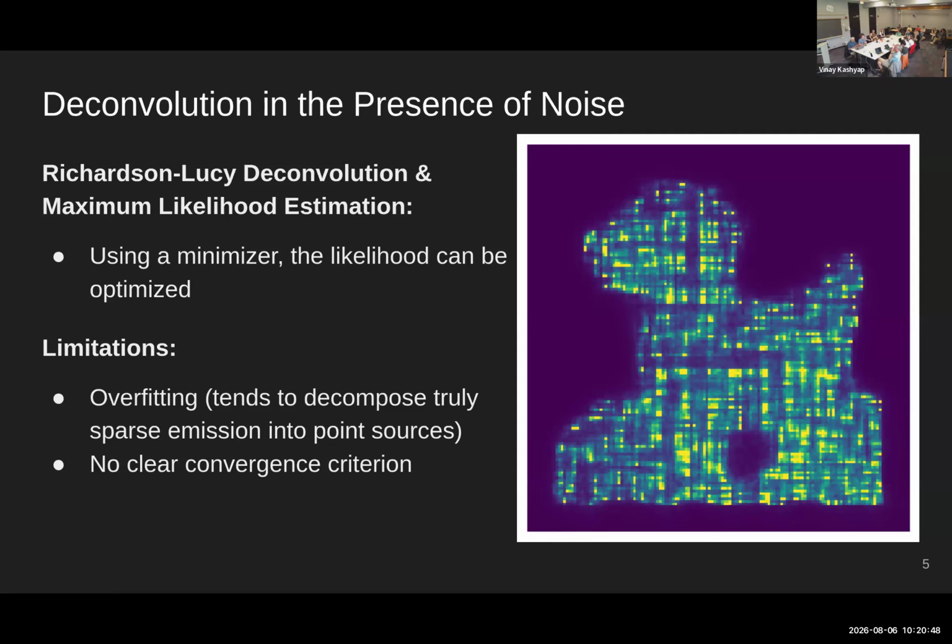What people have done in the past is to essentially stop early, right? You don't go all the way to convergence, and you can get something that looks good. But there's no clear convergence criterion. There's no criteria. It's by eye, essentially. It's astatistical. It's the statistics of the human eye.